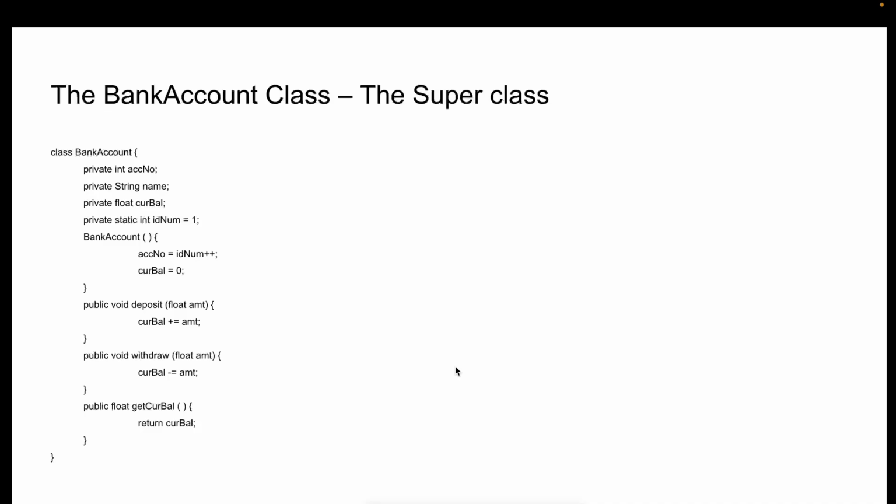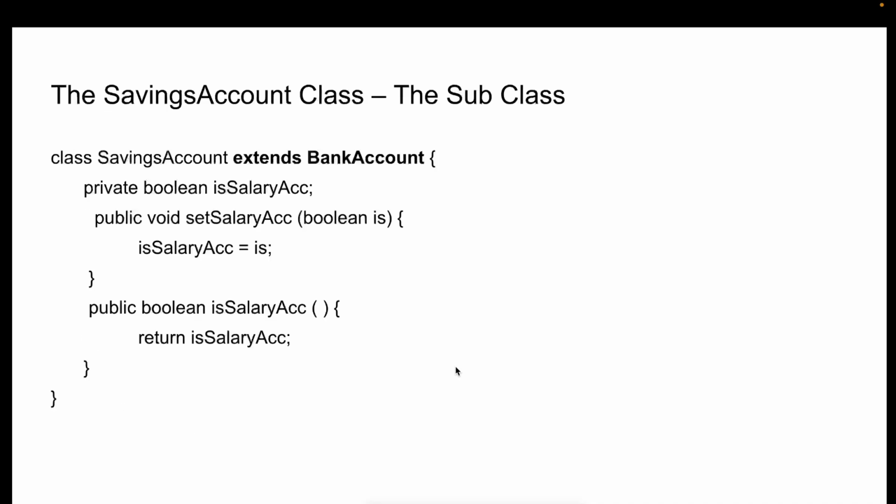So let's say this is the super class. Now we have a class like SavingsAccount, which is extending this BankAccount. We have another variable, public boolean isSalaryAccount. Now we are doing public void setSalaryAccount with a boolean parameter. You understand the boolean data type, right? Boolean means true or false. Whenever we require some value as true or false, we use the boolean data type.